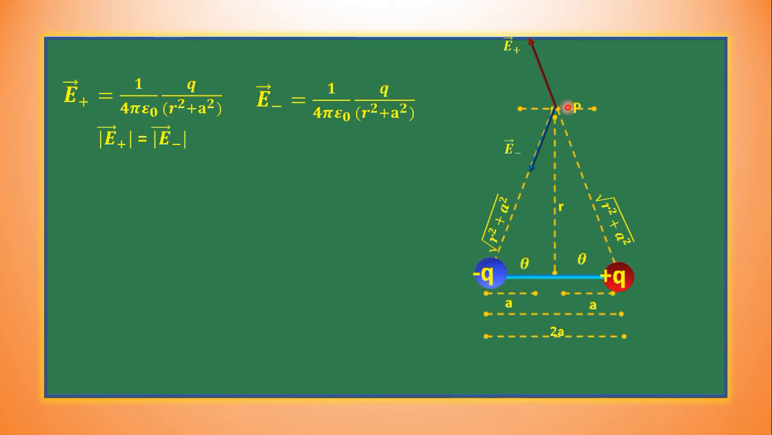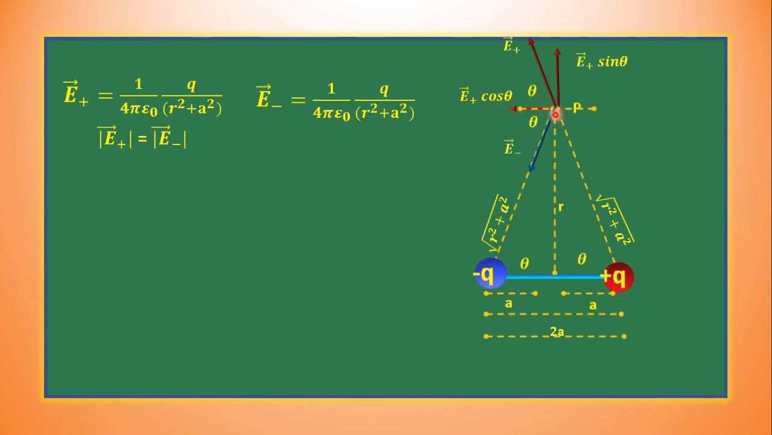See, this is a horizontal line parallel to this axis. Therefore, if this angle is theta, this angle is theta. Similarly, this angle is also theta. Now I am going to resolve this vector E plus into two components, a perpendicular component and a horizontal component, the parallel component. See, this component is E plus sine theta, and this component is E plus cos theta. We know this from the vector resolution principles.